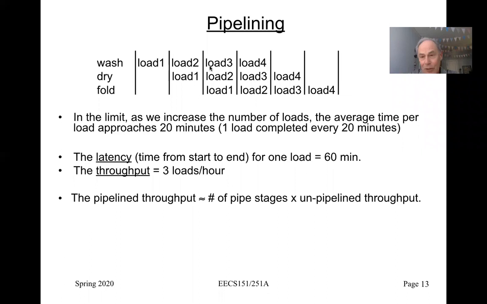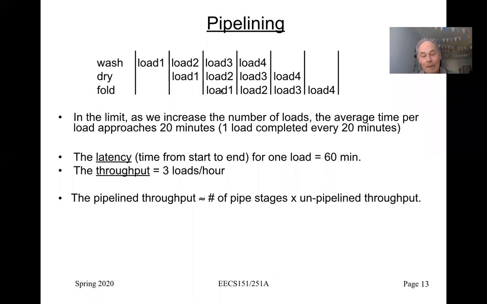Every 20 minutes we put a new load in, and every 20 minutes we'd be completely done folding one load, right? So that means the average time per load is 20 minutes. So the latency actually is still the same. It's still 60 minutes, right? Because we have to do the washing, the drying, and the folding of each one. So the latency from start to end for one load is still 60 minutes, but the throughput now, because of pipelining, has gone up to 3 loads per hour from 1 load per hour.